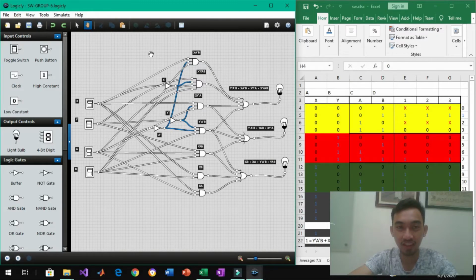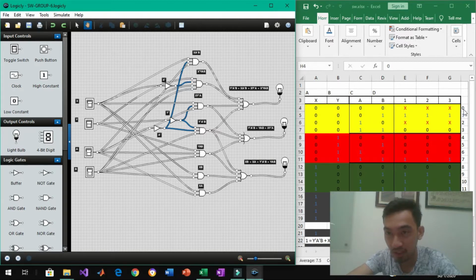The reduced form of the logical circuit diagram. So I will simulate it. At the right is the truth table, and at the left is the logic circuit.